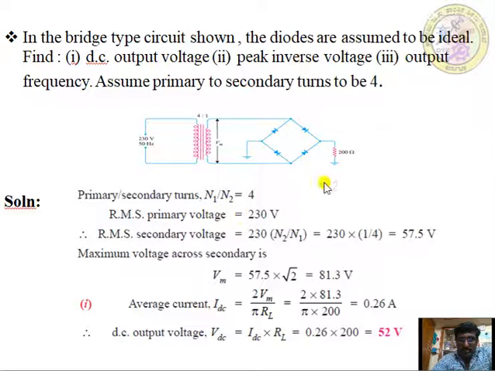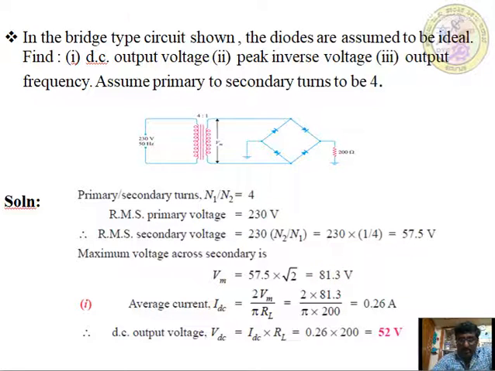The RMS primary voltage is 230 volts. The primary voltage is given directly as 230 volts, and the RMS secondary voltage is calculated using the formula 230 into N2 by N1, that is 230 into 1 by 4. So we get the secondary voltage as 57.5 volts. The maximum voltage across the secondary is Vm equal to root 2 into V2, that is the RMS of the secondary voltage. Vm is equal to 57.5 into root 2, so we get 81.3 volts.